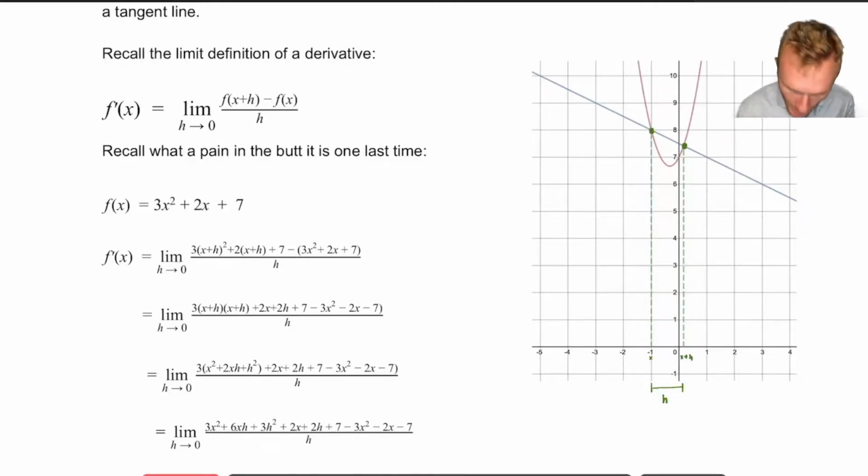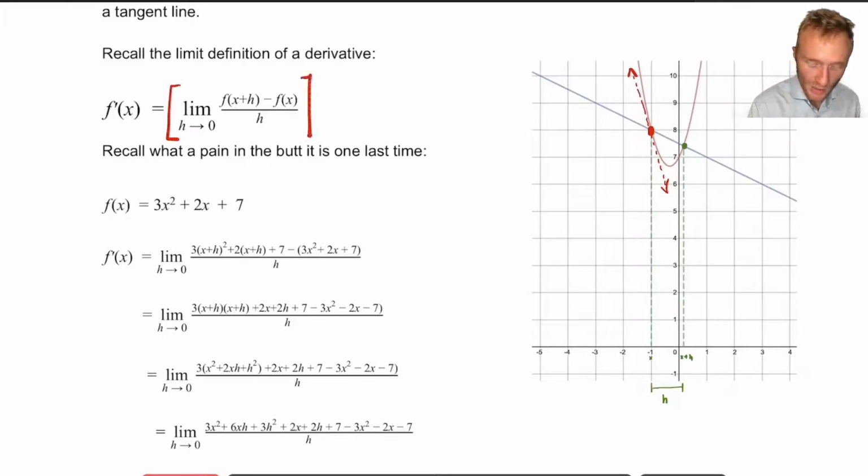People said, okay, I want to find how fast my function is moving at exactly -1. They said, well, I can't really tell that because I need 2 points for a slope. They said, but what if we wrote out a formula for slope and we took the limit as the change in x, which in this case is h, heads to 0. That's the limit definition of a derivative.